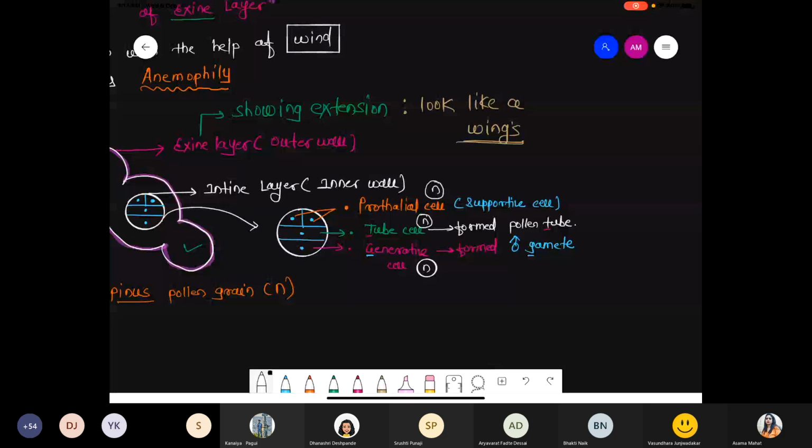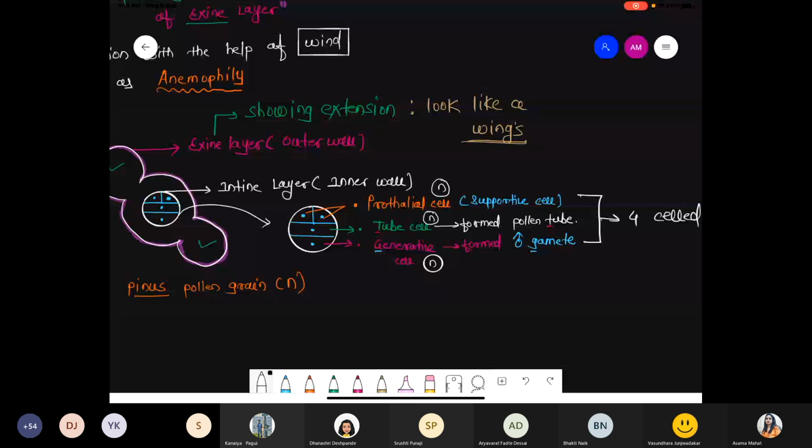So collectively, this structure, simply we can say, is a 4-celled structure. A total of 4 cells are present inside the pollen grain. 2 prothallial cells act as supportive cells, providing nutrition for the development of the male gamete. Now there is the presence of 1 tube cell. The tube cell further forms a pollen tube.